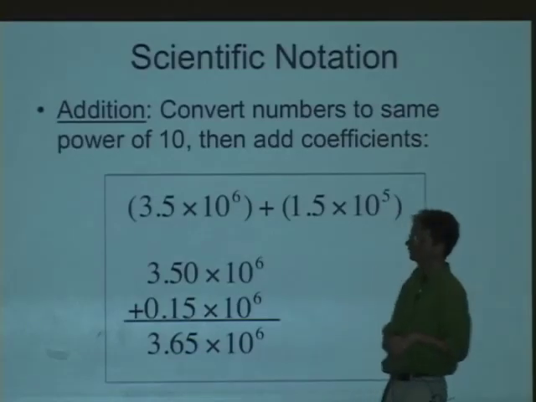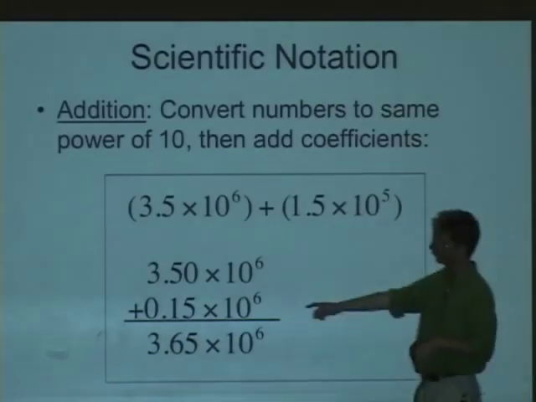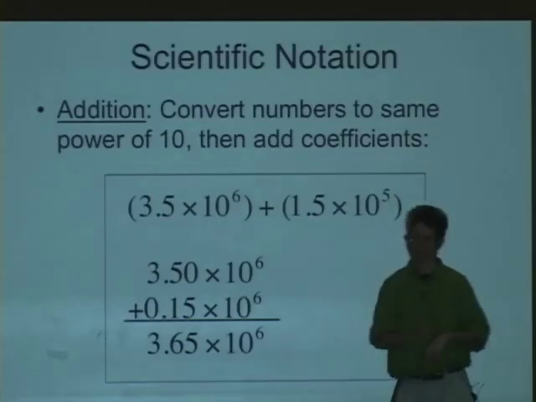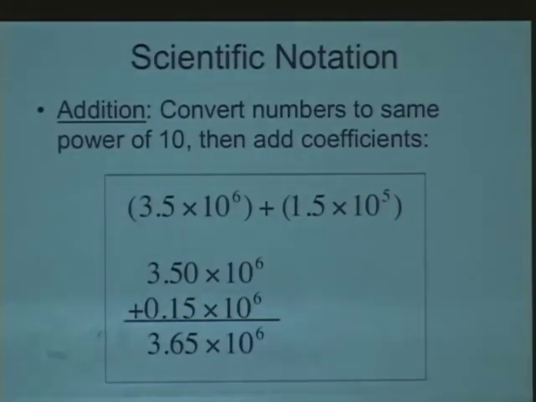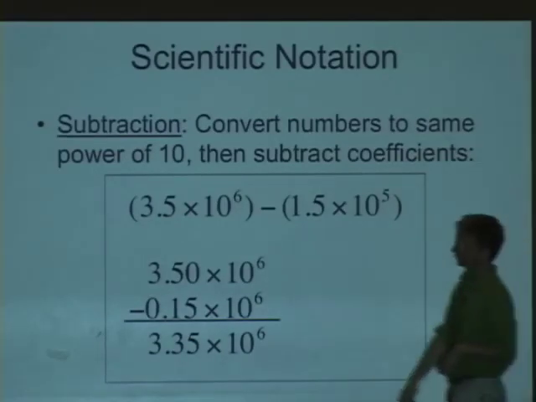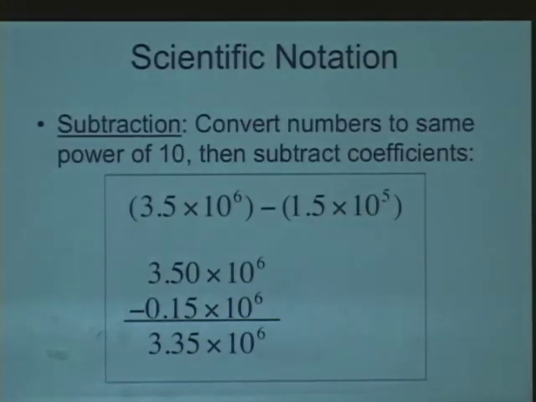In this case, we can turn 150,000 into 0.15 times 10 to the 6th. And then once that's done, you just add the coefficients. 3.5 plus 0.15 is 3.65, and the exponent stays the same through the addition. The same goes for subtraction. Okay. When you subtract numbers, you also need to make sure or convert them so that they both have the same exponent, and then you just subtract the one coefficient from the other coefficient and keep the exponent the same.